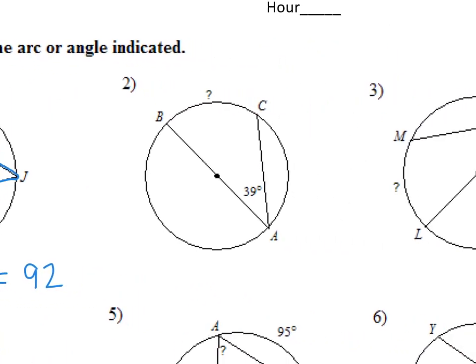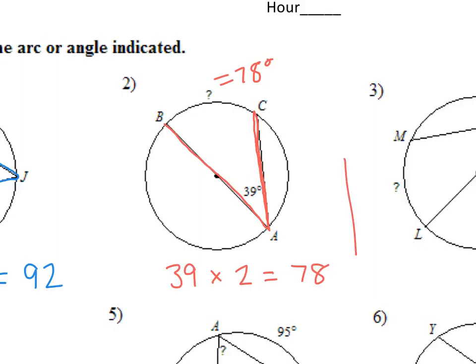Now, in problem number 2, we want to use the same thinking. We have an inscribed angle here. Vertex rests on the edge of the circle. And the angle measure of this angle is half of the arc measure that it creates. So if we multiply that 39 by 2, 39 times 2, we get 78 degrees. So the question mark is 78 degrees.